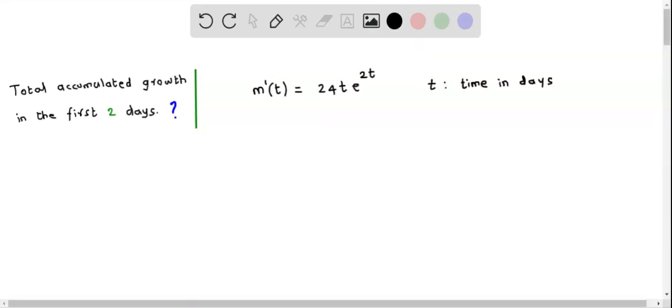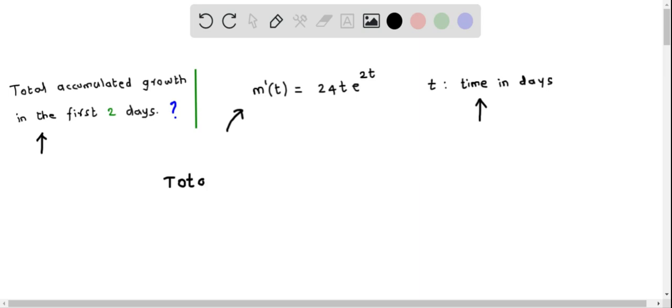In this question, we are given the rate of growth of a micropopulation, and this is given as an equation, that is m prime of t equals 24t e raised to the power of 2t, where t represents the time in days, and we have to determine the total accumulated growth in the first 2 days. So let's see how to determine the total accumulated growth.